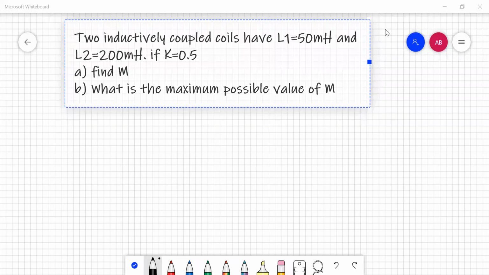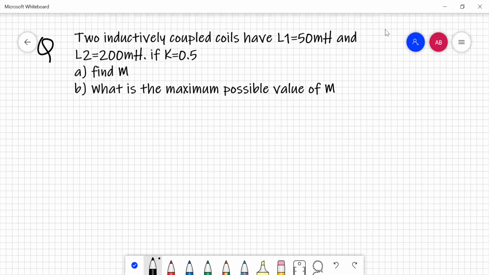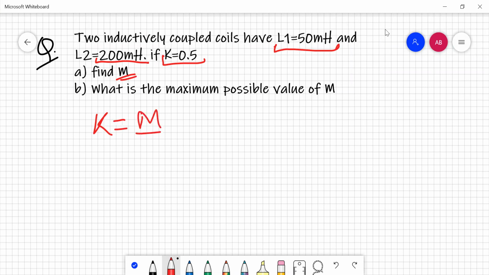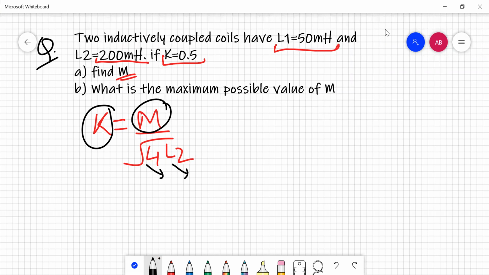So you have got the numerical based on the coefficient of coupling. Two inductively coupled coils have self-inductance of 50 millihenry and 200 millihenries, and K is given to you. You have to find the value of M. We have just done the formula that K equals M divided by under root of L1 L2. So now just see that you have got the value of K, you have got the value of L1 as well as L2. So you need to calculate the value of M.